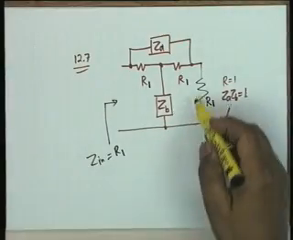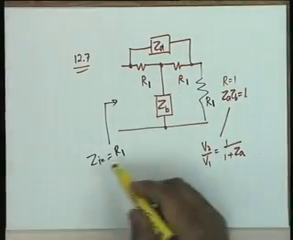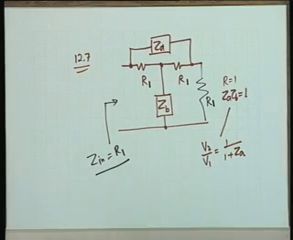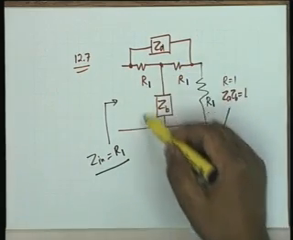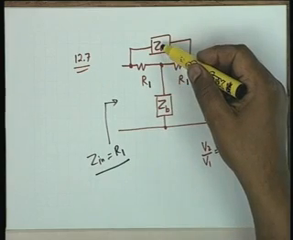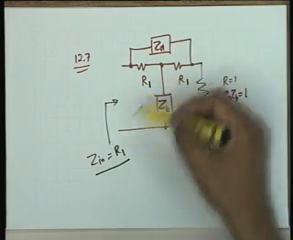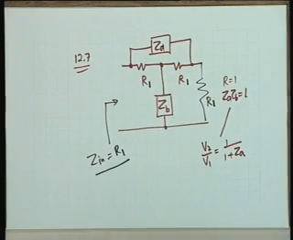How do you show, what procedure do you follow to show that Zin equals R1? T into pi. You convert this T into pi and then combine with this ZA, then you write the input impedance. Is that the only method?